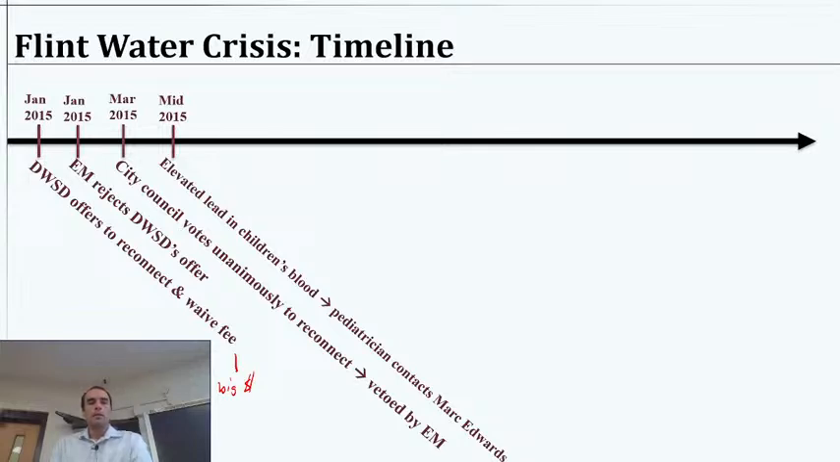And it wasn't until kind of May, June time frame, the middle of 2015, where pediatricians were starting to notice elevated levels of lead in the blood of children. That's how the real essence of the Flint water crisis, at least in terms of lead, was discovered.